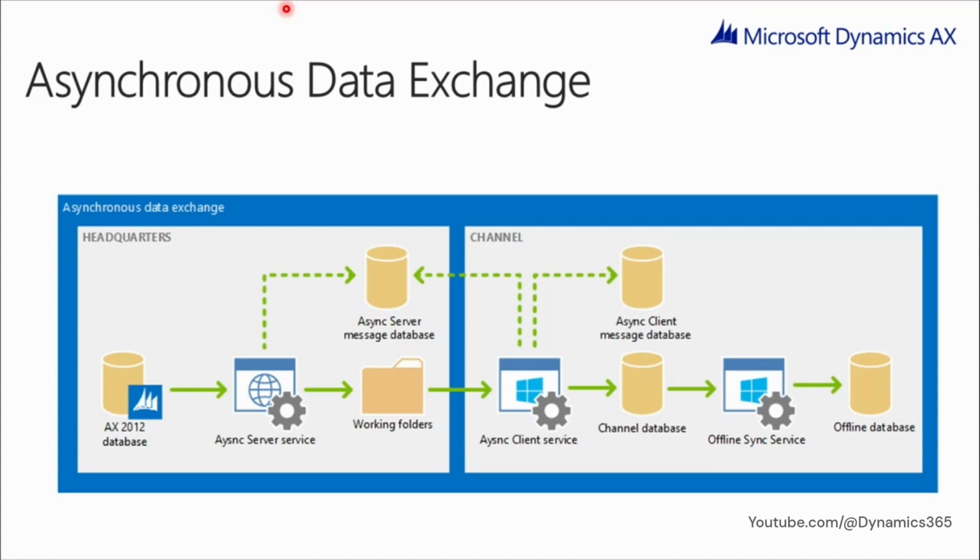So if you see here, this explains the entire end-to-end asynchronous data exchange. If you notice, there is an asynchronous service instance which is running with the IIS website, and it holds a message DB for itself, and it stores the data from AX into the working folder. Once the data gets stored in the working folder as a data package, the asynchronous client service will come and pick the data from the working folder and move that to the channel database.